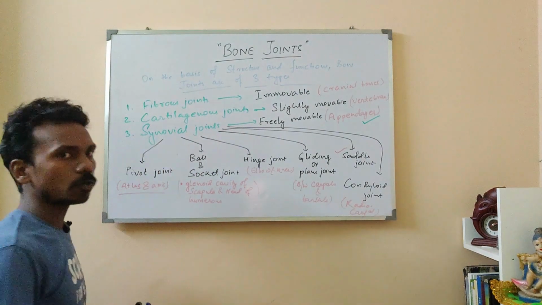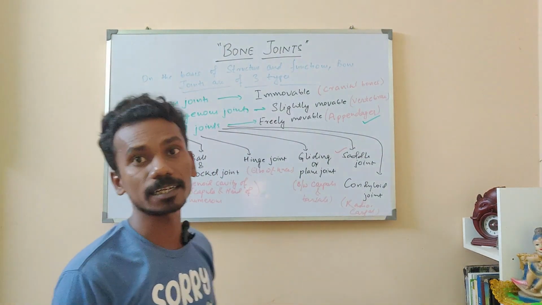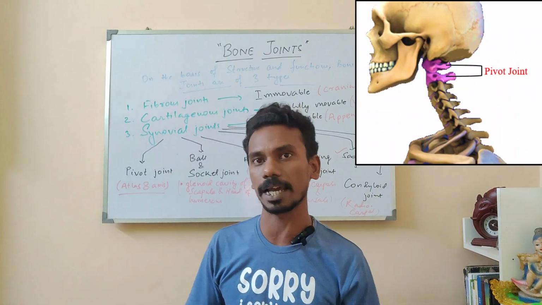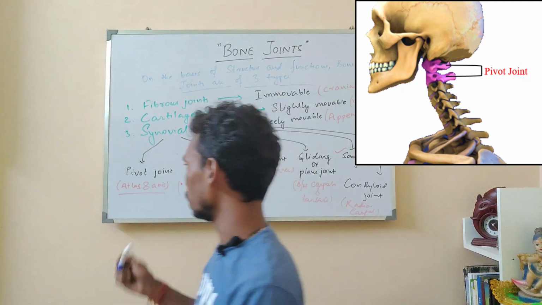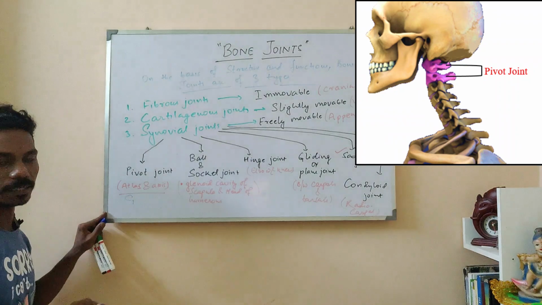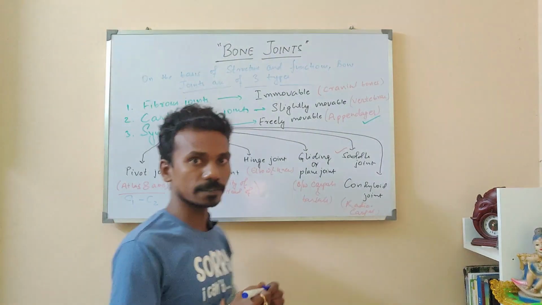If we talk about the pivot joint, the pivot joint is present between the atlas and axis. Which bones in your body are the atlas and axis? C1, that means cervical 1, is the atlas bone and cervical 2 is the axis bone. So what is this cervical bone?